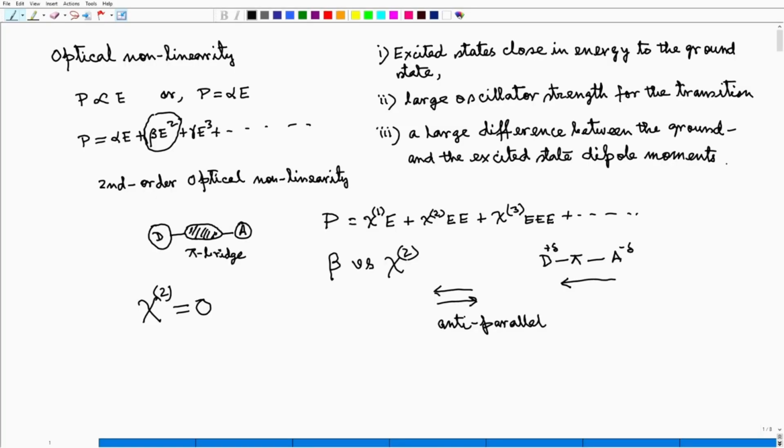Second point is, so then what to do? What should we do? If they are anti-parallel also, so in crystallography, you do not know crystallography, but just take my word for it, they will crystallize, this kind of molecules will crystallize in centrosymmetric space group. Let me write a little bit clearly. I will take a new page.